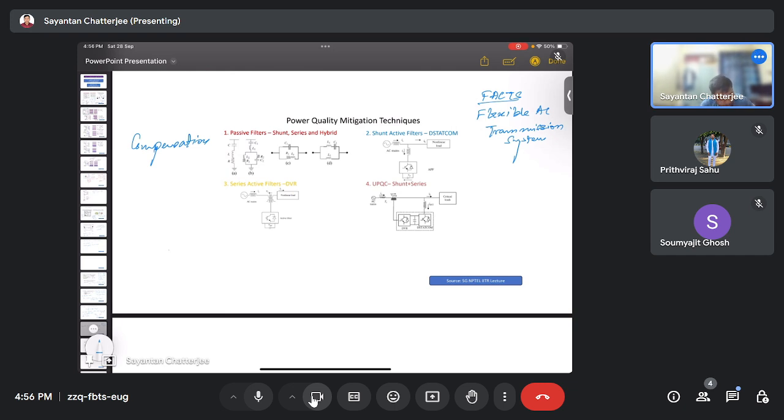to improve both voltage and current, to ultimately improve power quality. So these are some harmonic mitigation techniques.